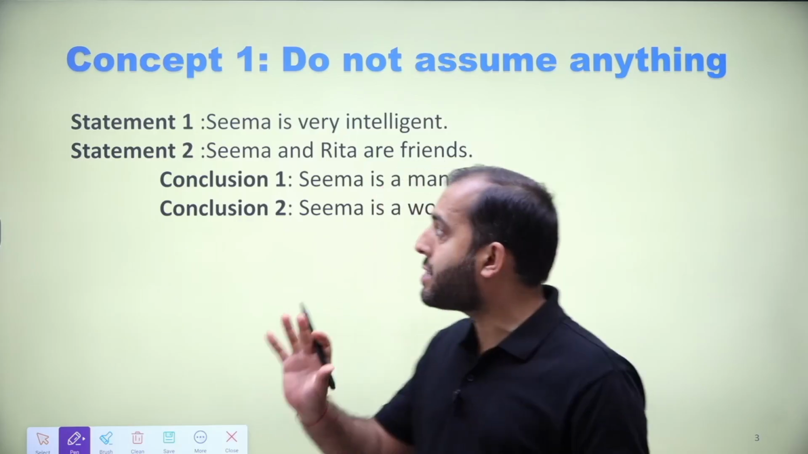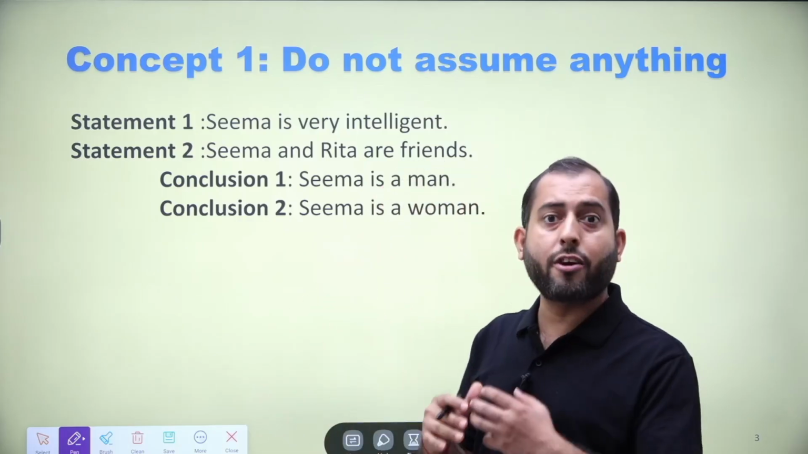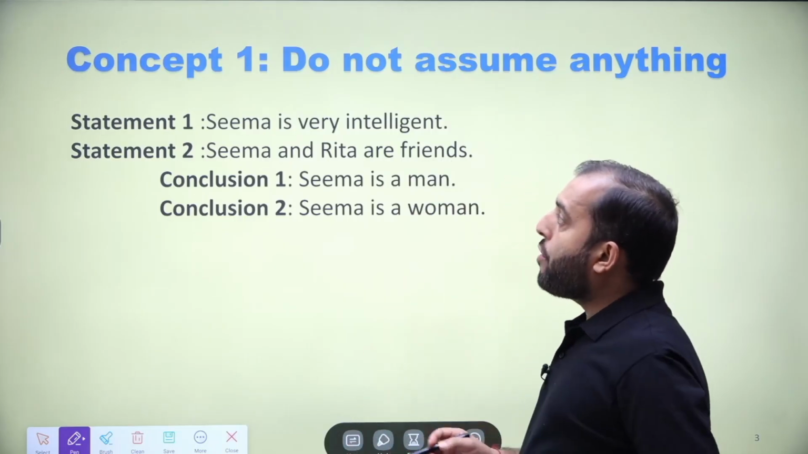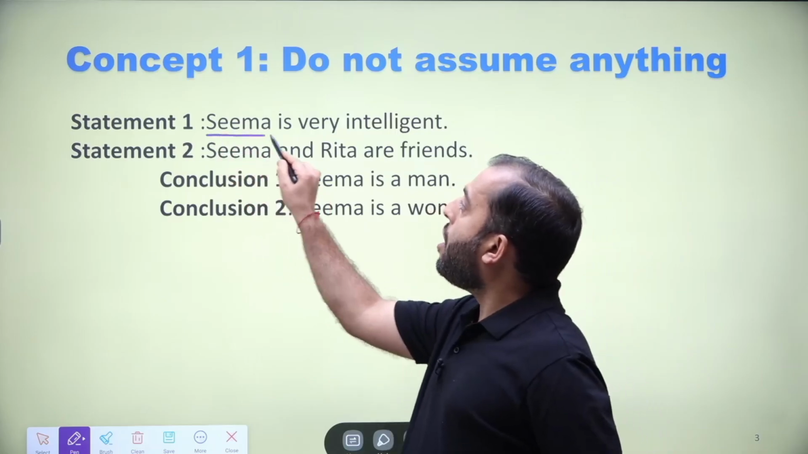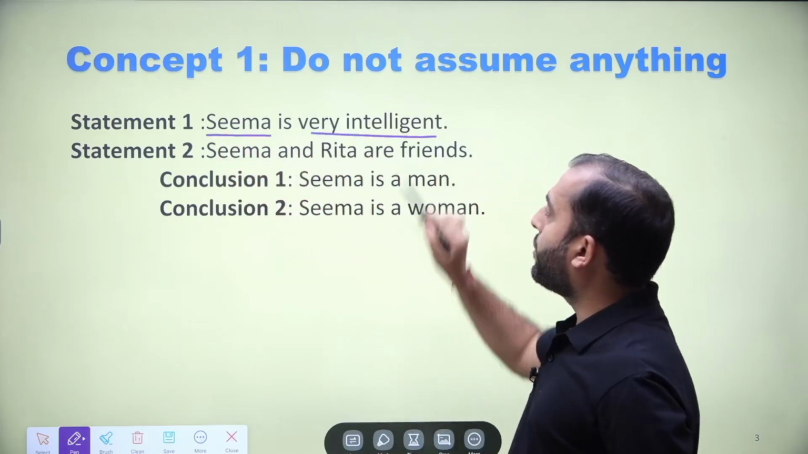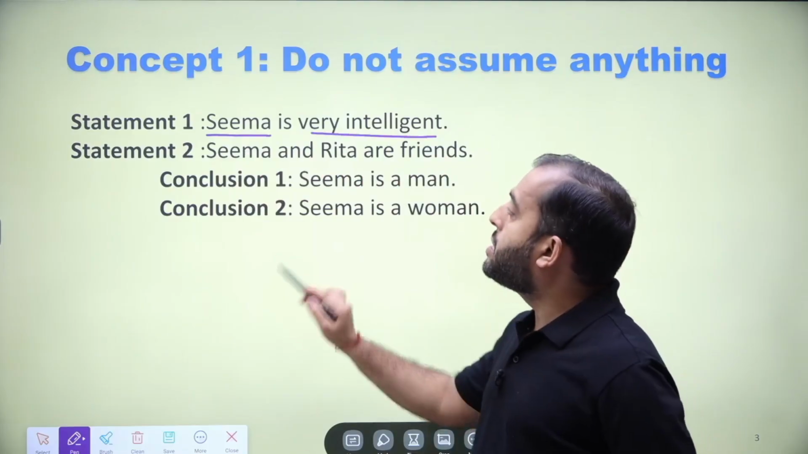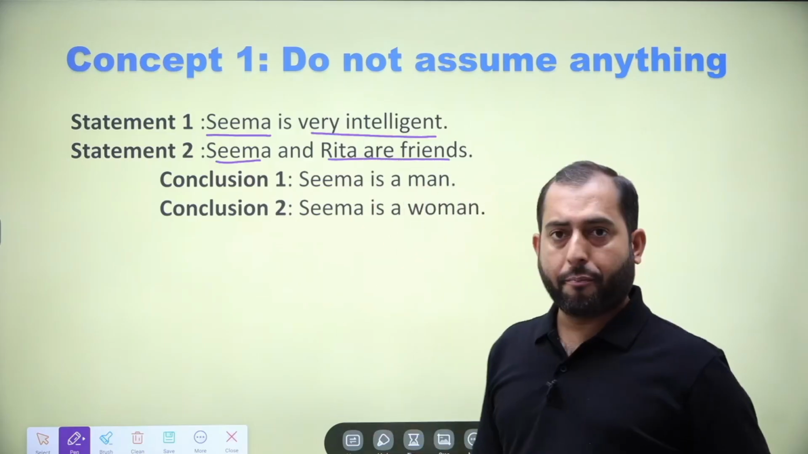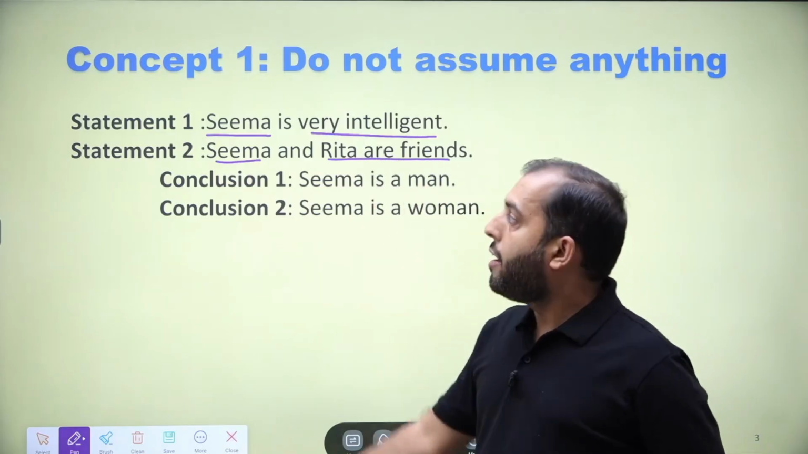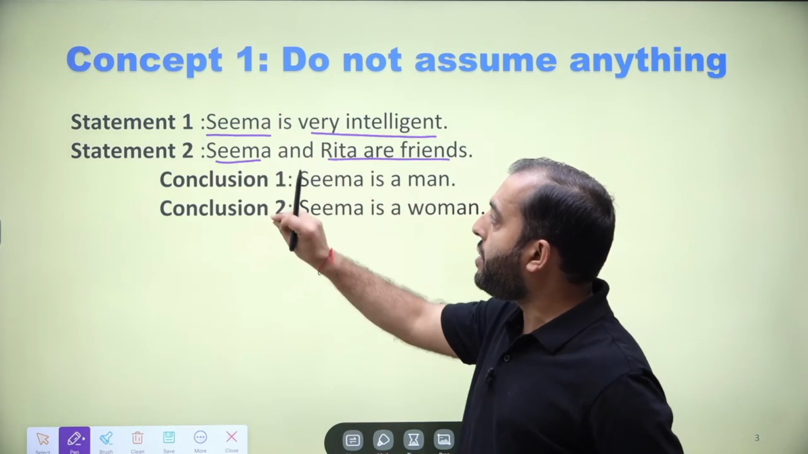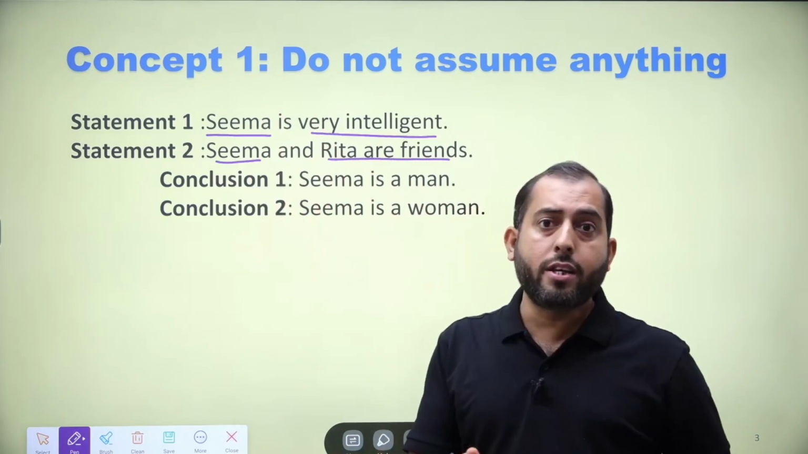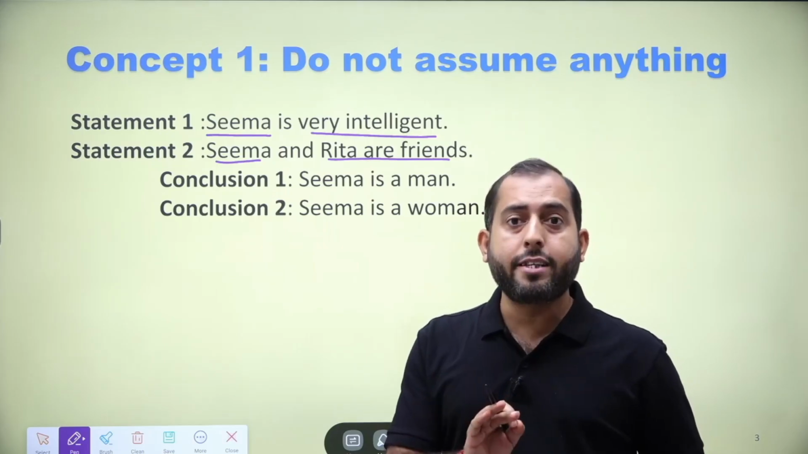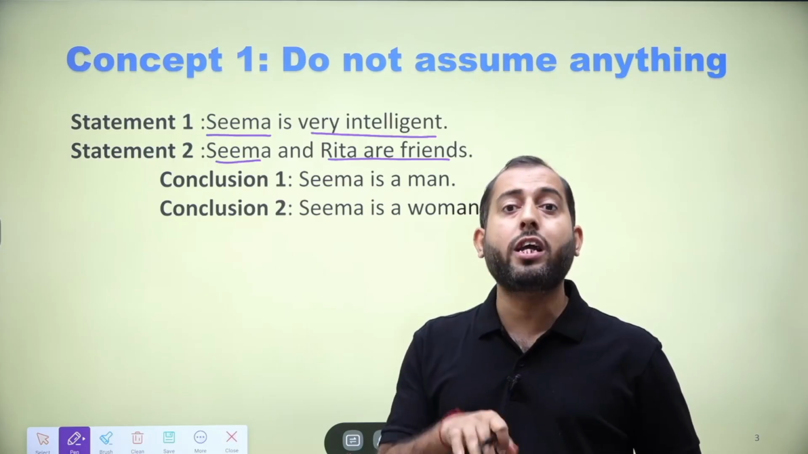Let's try to understand this question and find out the valid conclusion. Now see, statement 1 says Seema is very intelligent. Statement 2 says Seema and Rita are friends. Now these are the statements. Based upon these two statements, we need to tell whether conclusion 1 is a right or wrong conclusion, or more precisely, a valid or invalid conclusion.